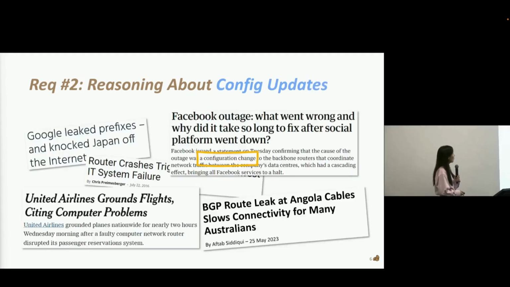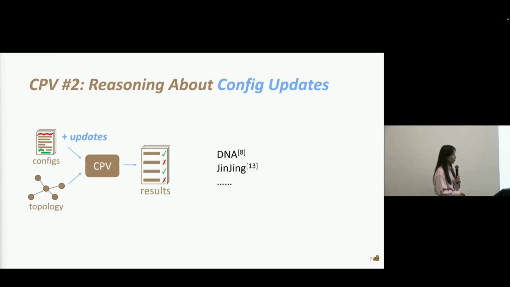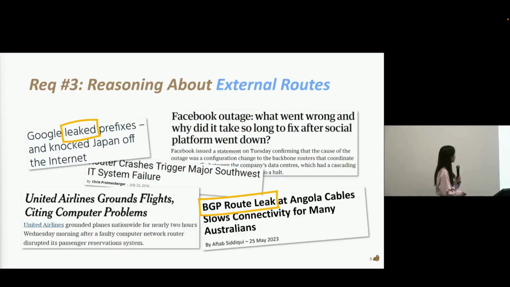Many other outages are caused by configuration updates, and therefore, researchers have developed CPVs that can reason about configuration updates, like DNA and Jingjing. But another equally important but less explored cause of network outages is external routes.